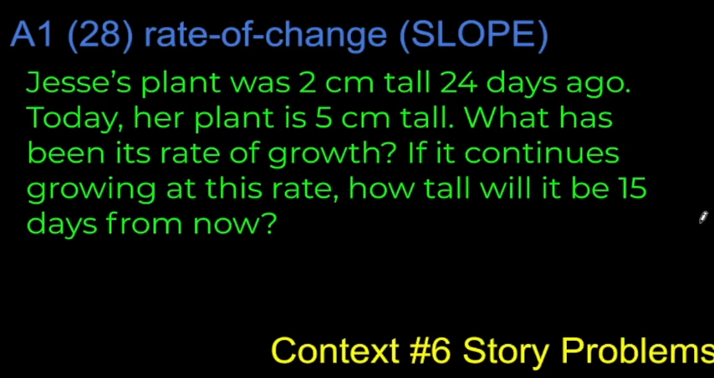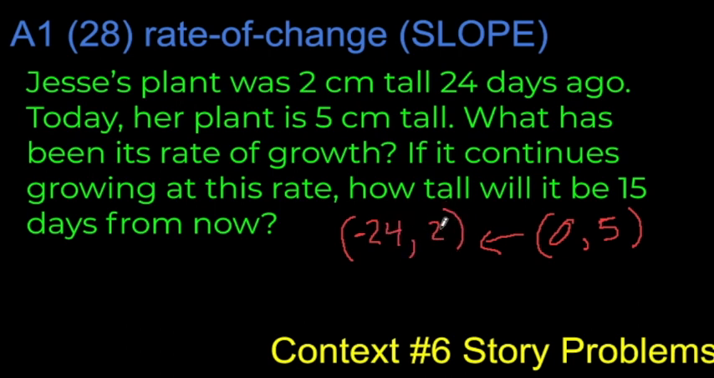We're going to call today time 0. So at time 0, the plant is 5 centimeters tall, and back 24 days ago then would be negative 24, and at that time the plant was 2 centimeters tall. Okay, first question, what is its rate of growth?